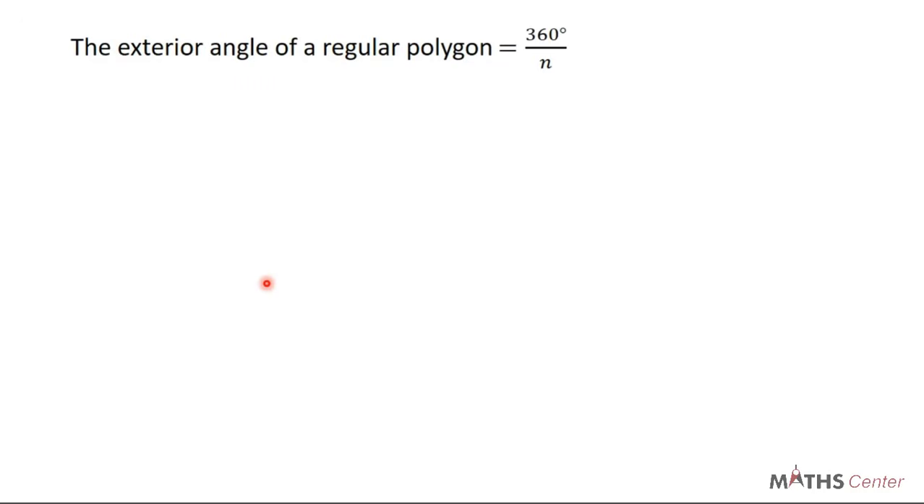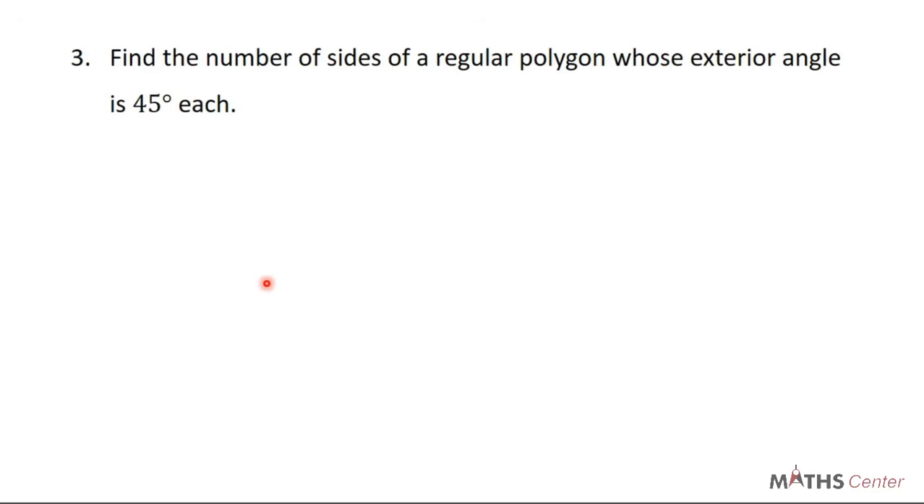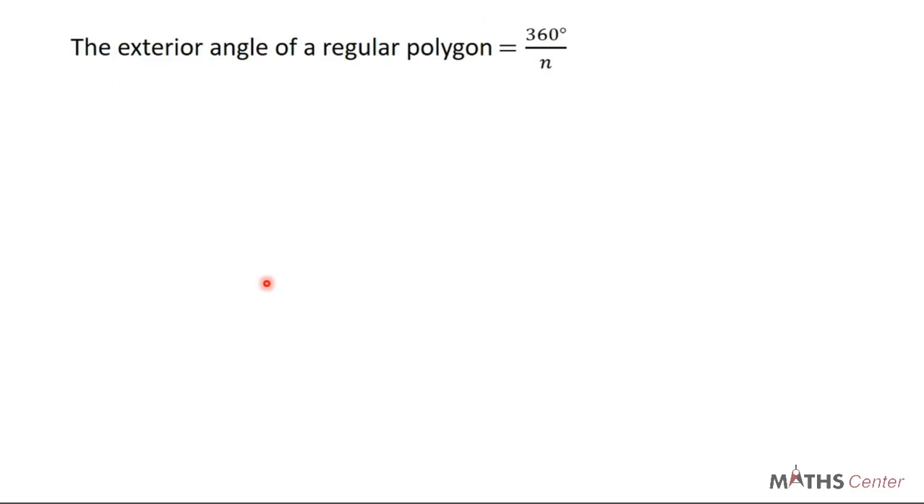The exterior angle of a regular polygon is given by 360 degrees divided by n. Once again, this is different from the sum of the exterior angles, which is 360 degrees. Here, this is the exterior angle of the regular polygon, and it is 360 degrees divided by n. The question told us that the exterior angle of this polygon is 45 degrees. So if we equate 360 degrees divided by n to 45 degrees, then you will be able to find n. I hope that is clear.